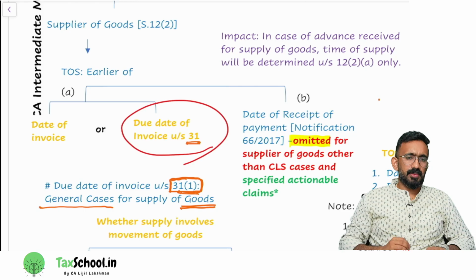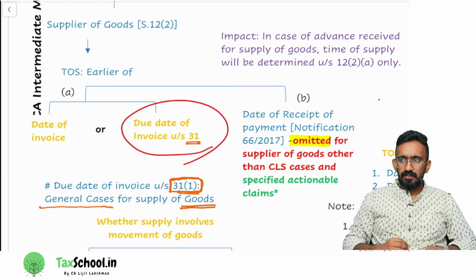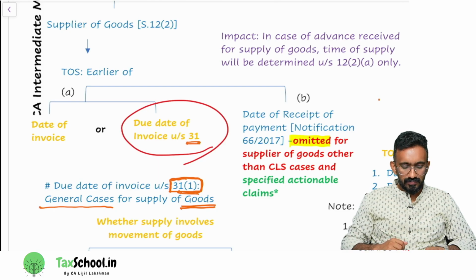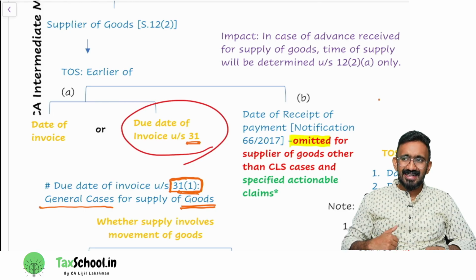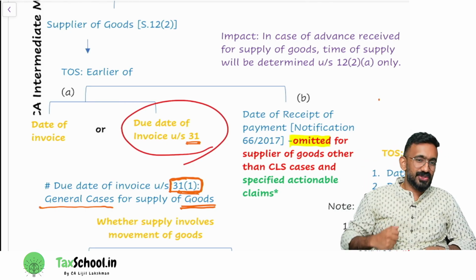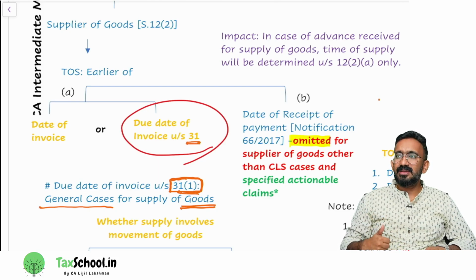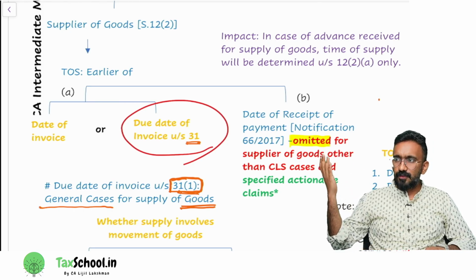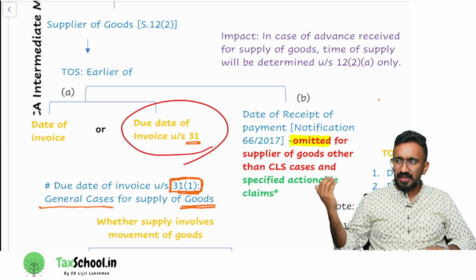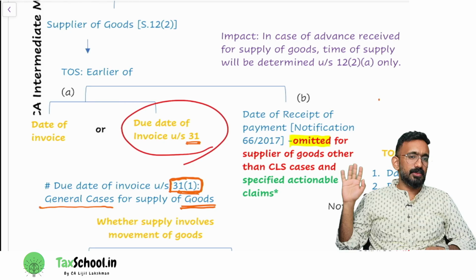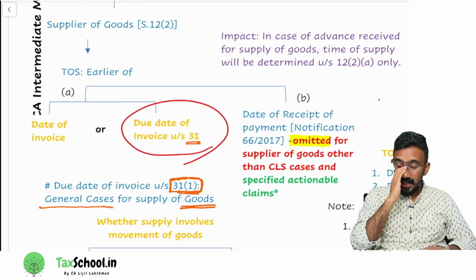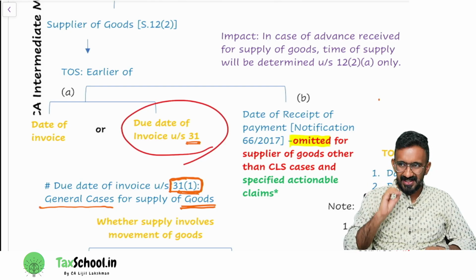Time of supply for supplier of goods is earlier of following dates. Clause A, date of invoice or due date of invoice, whichever is earlier. Clause B says date of receipt of payment, but I have written it specifically there. This particular part is omitted for supplier of goods other than composition levy scheme and specified actionable claims. So we can say that I should not generally consider clause B. So only clause A I need to consider, which says what?